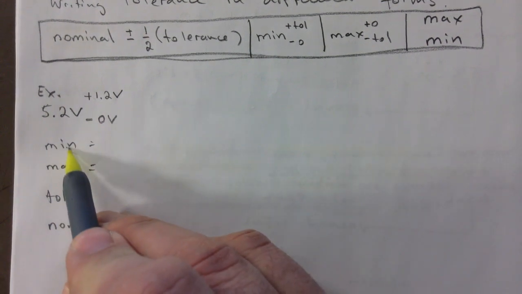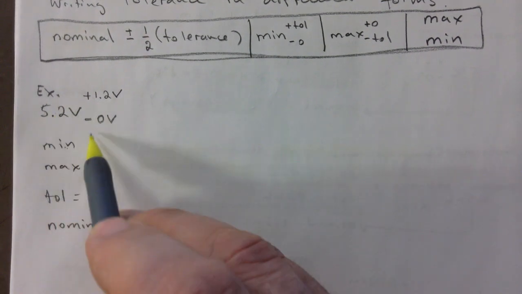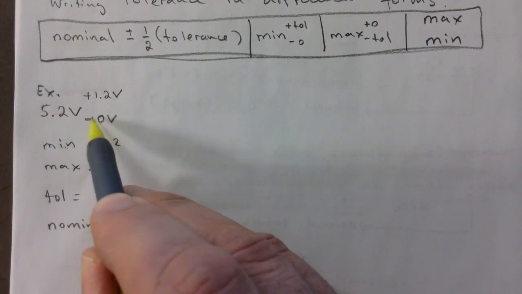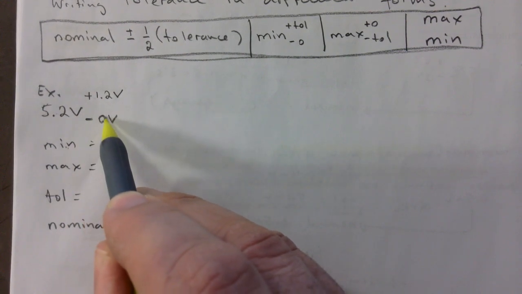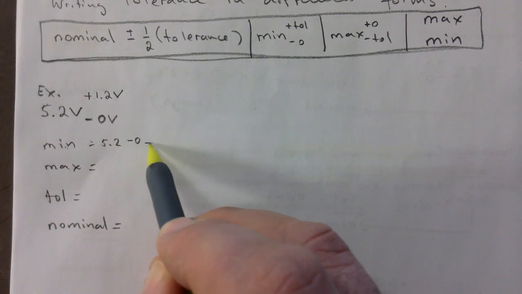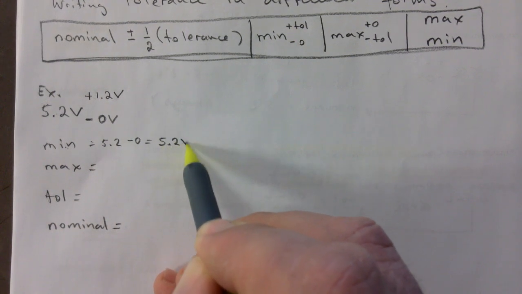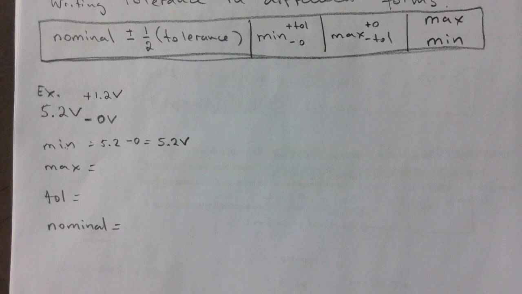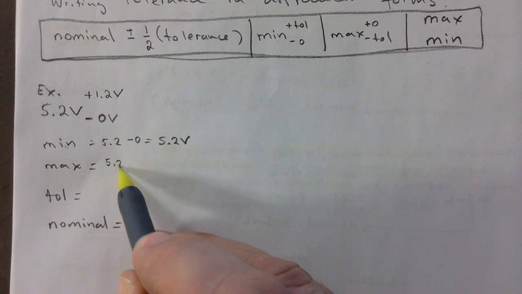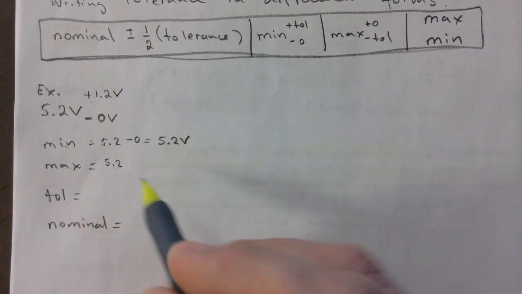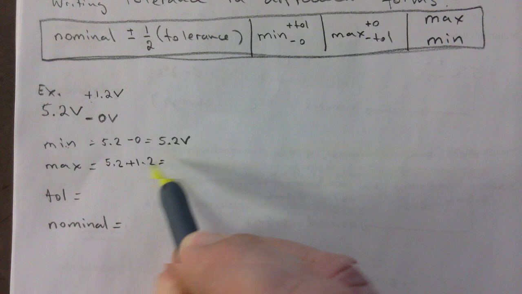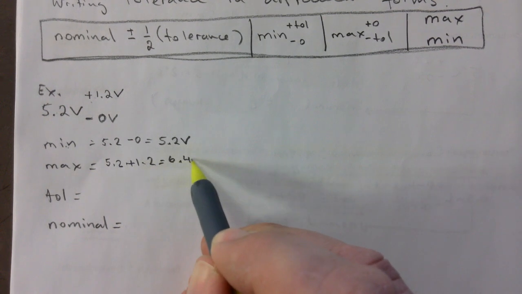So the min, I hope that's obvious, is 5.2 minus, it happens to be 0 here. So we're going to go minus 0, which is 5.2 volts. Don't forget your units. So the lowest voltage for this device that it can get to for it to operate properly is 5.2 volts. The maximum is 5.2. In this case, it's plus 1.2. So that is 6.4 volts.